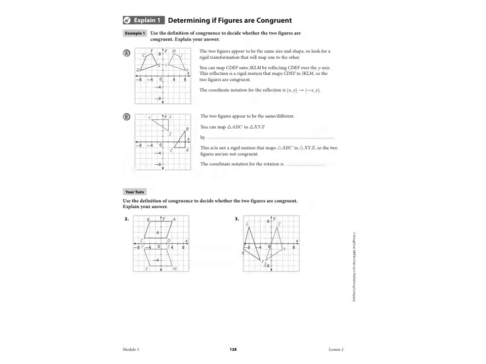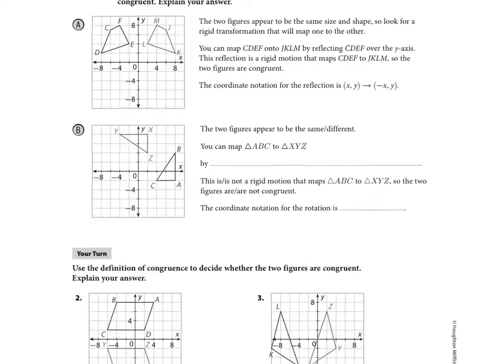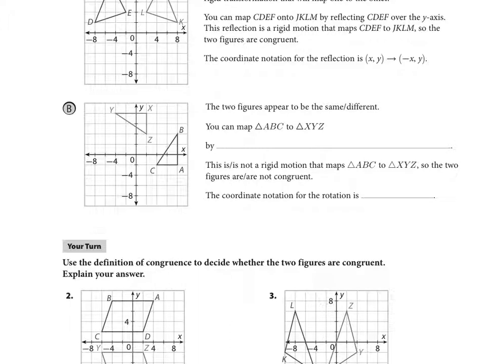Okay, so let's look at B on page 128. The two figures appear to be the same. You can map triangle ABC to triangle XYZ. And see, now we're not using the same letter. It's not A and A prime. So you got to try to figure out what goes to what. And I would say X would be A, Z is C, and Y is B.